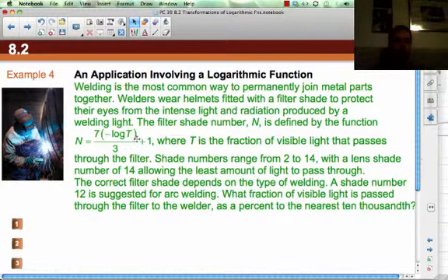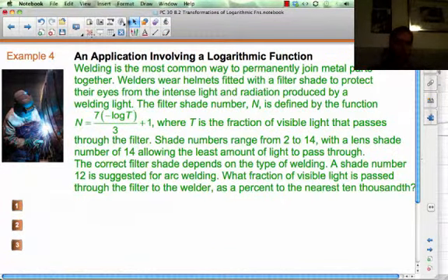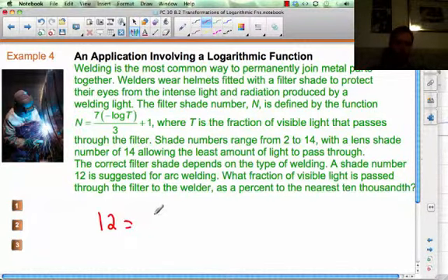So we're given the log function here, and we are asked to figure out what fraction of visible light passes through when we use a tint number, a filter shade number of 12. So let's see what's going on here. So our number is 12, which means we replace n with 12, filter shade number. Now, this negative here, since it's in front of the log and not within it, we can just bump it out and put it with that.